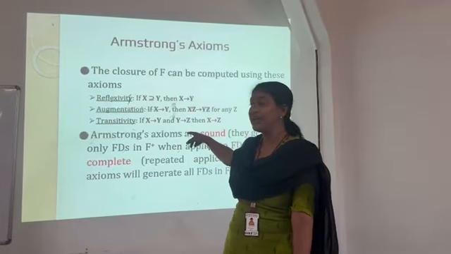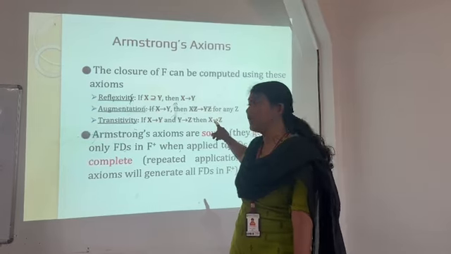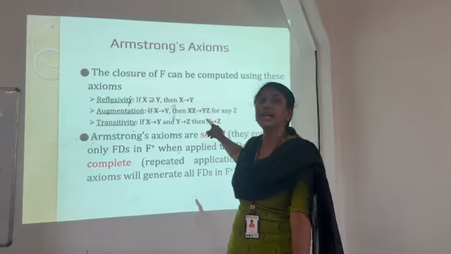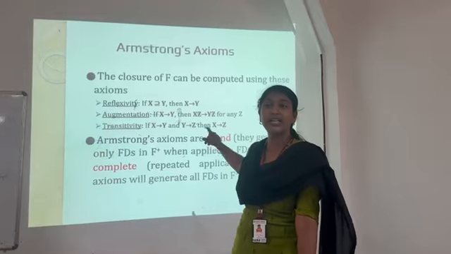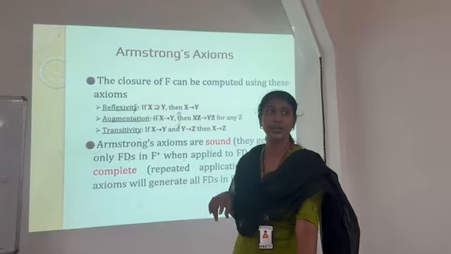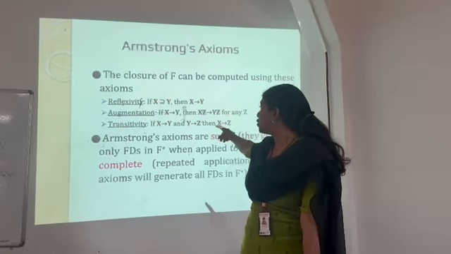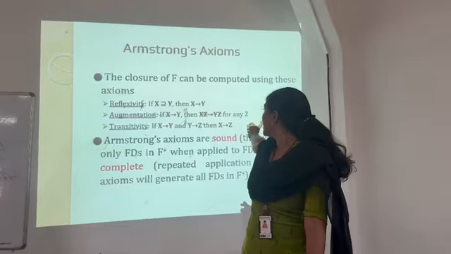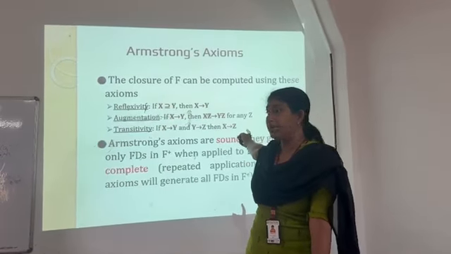Coming to augmentation, if X tends to Y, then XZ tends to YZ. Here we are adding Z attribute. Here Z can be any attribute or set of attributes. So we can add to the left side and right side. So XZ, YZ, then it is also a functional dependency.